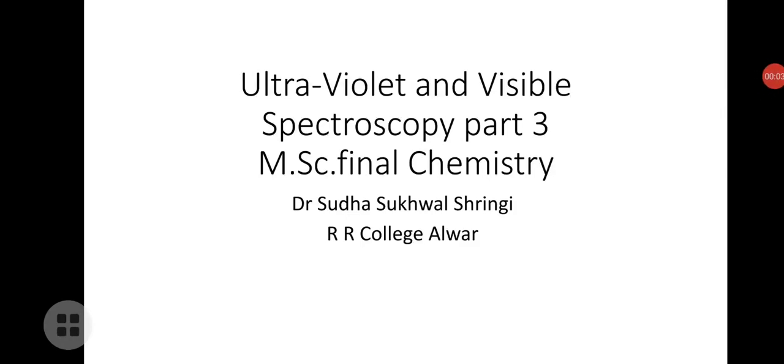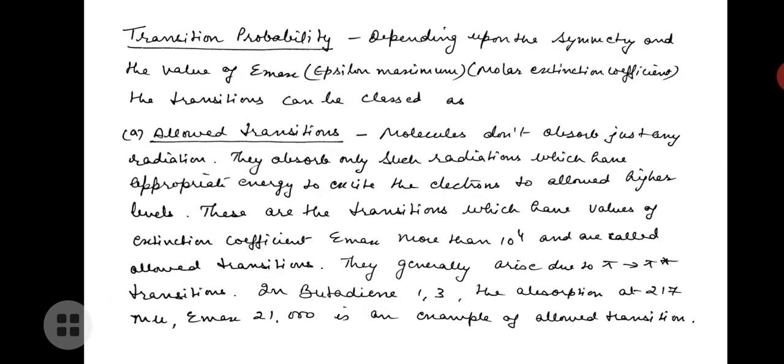Welcome students. Today we are going to study Ultraviolet and Visible Spectroscopy Part 3. We'll be discussing today first the transition probability, then chromophore and then auxochrome. So let us discuss them one by one. First we are discussing transition probability.